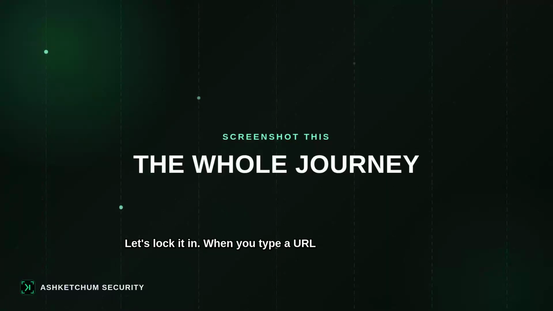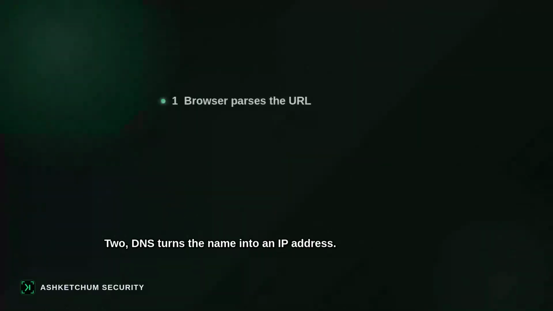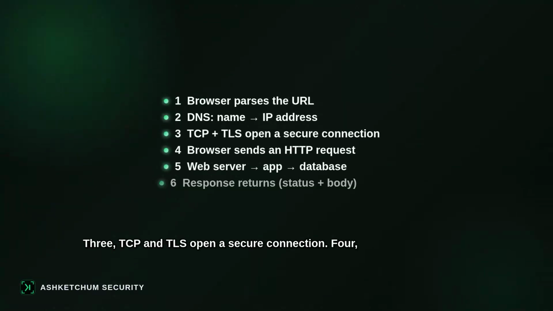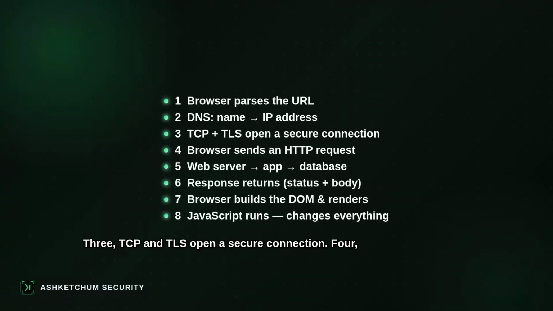Let's lock it in. When you type a URL and hit enter: 1. The browser parses the URL. 2. DNS turns the name into an IP address. 3. TCP and TLS open a secure connection. 4. The browser sends an HTTP request with headers and cookies. 5. The server's web layer, application, and database process it. 6. A response comes back with a status code and a body. 7. The browser builds the DOM and renders the page. And 8. JavaScript runs and can change everything. 8 steps between pressing enter and seeing a page, and an attacker is studying every one.